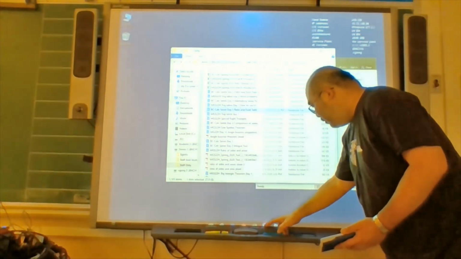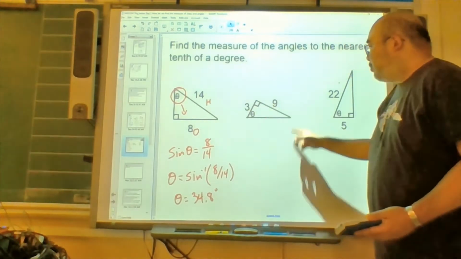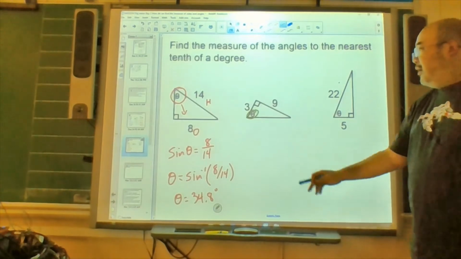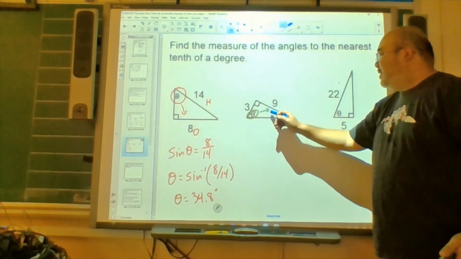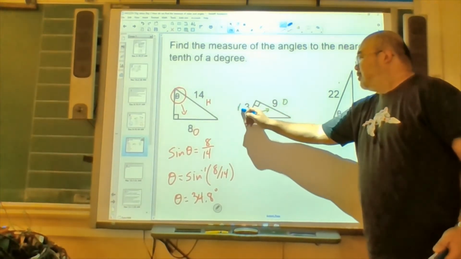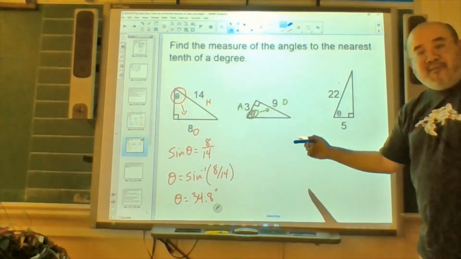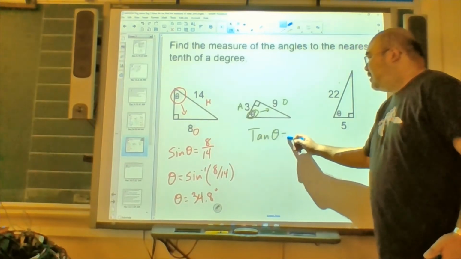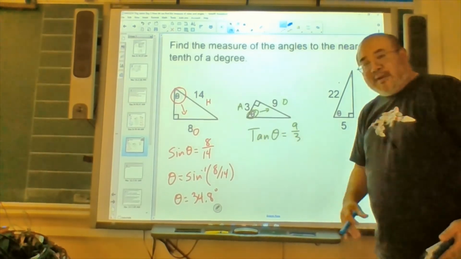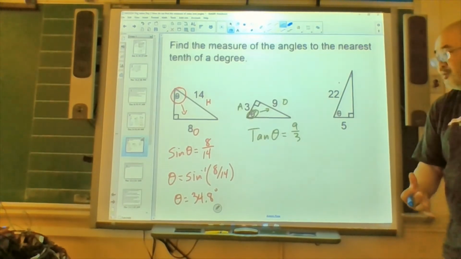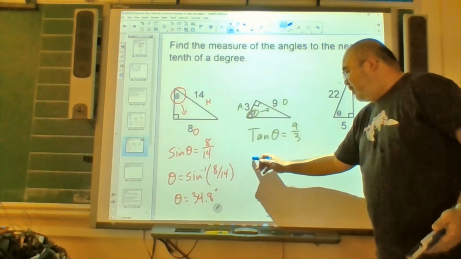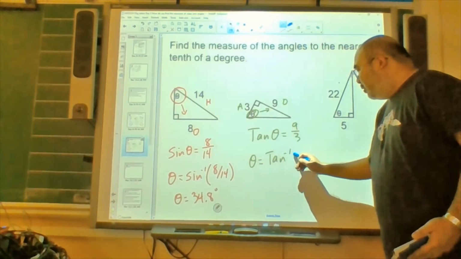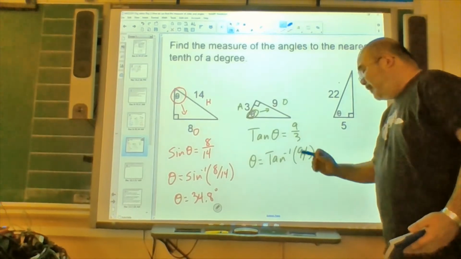So, let's continue to our next problem here. We have here our angle measure, and we have our leg opposite and our leg adjacent. Okay, hypotenuse is not being involved in this problem. Therefore, we're using the tan of theta is equal to 9 over 3. So at this time, ladies and gentlemen, let's write our equation. Angle measure is trying to be found. Theta is equal to tan -1 of 9 divided by 3.